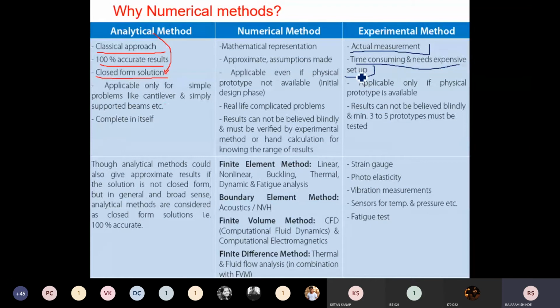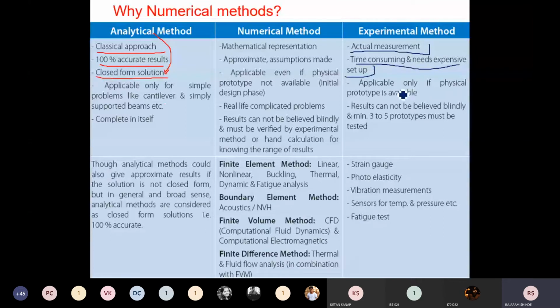So if you want to do the crash analysis of a car, and when we go for designing the experimental setup for this crash analysis, then we need a huge number of sensors, and we have to develop a costly setup. During development of that setup, when some industry is using numerical methods or the finite element method, that industry will launch the product directly. Am I right? That means it is time consuming and needs an expensive setup in the case of experimental methods.